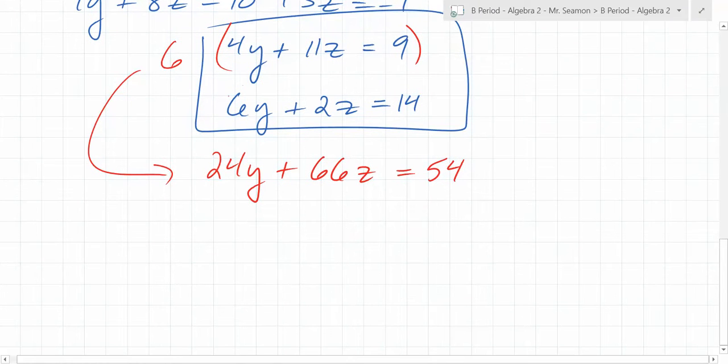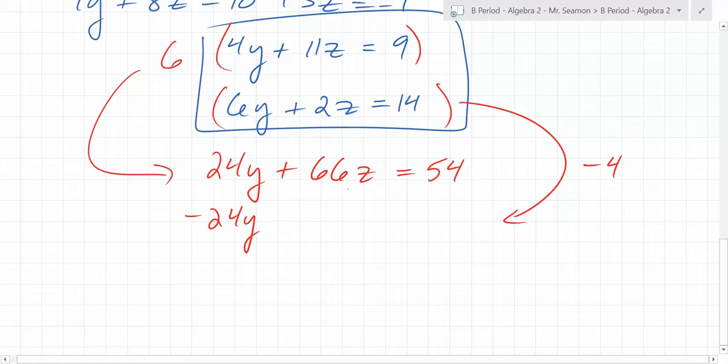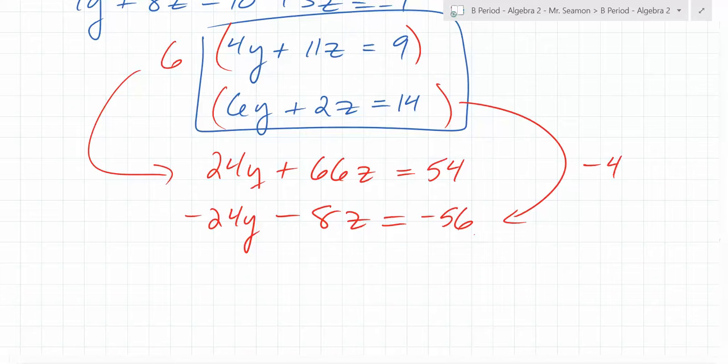And then what do I multiply this one by? -4. I end up with -24y minus 8z minus 40 minus 56? Minus 56? Is that correct? Yes. What do we think? No?